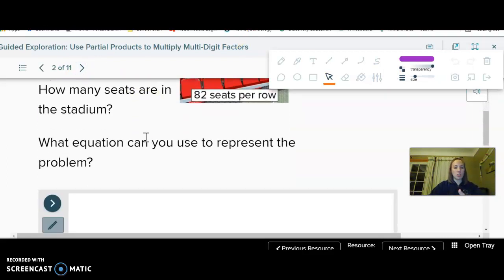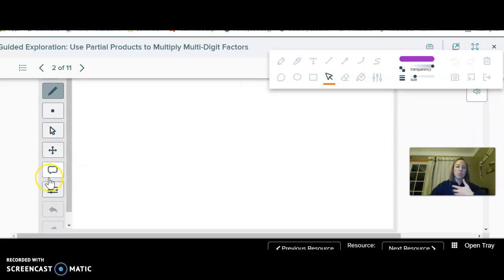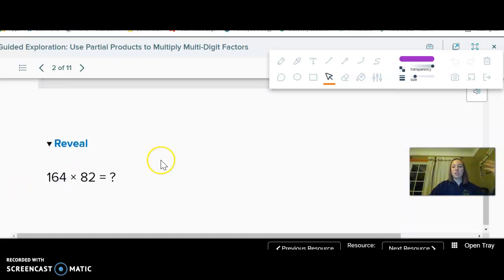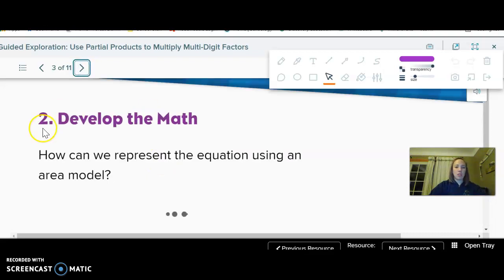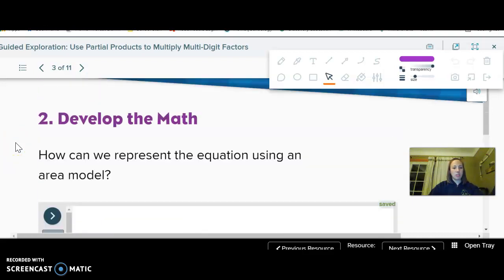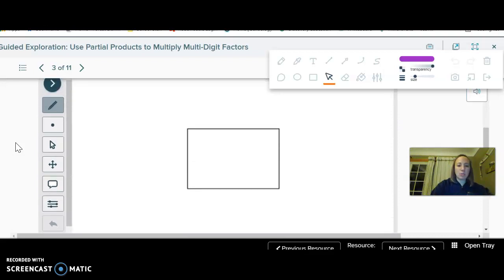So then what equation could we use? Well, we could do 164 times 82 equals the number of seats. So a question mark, or a letter if they gave it to us, some unknown number. So how can we represent it using an area model like we did in the last lesson? Well, I have 164 times 82, right?